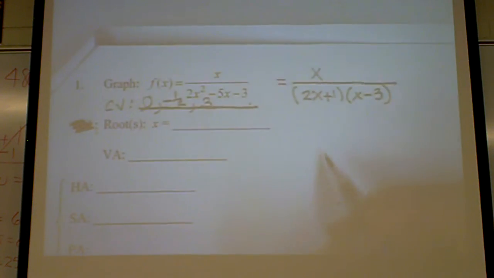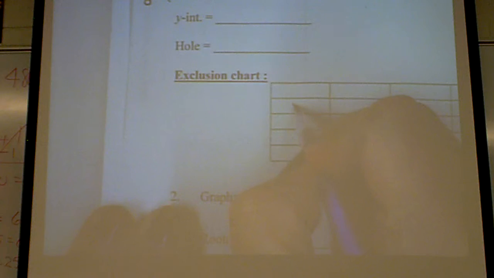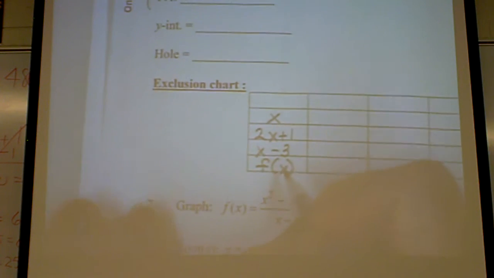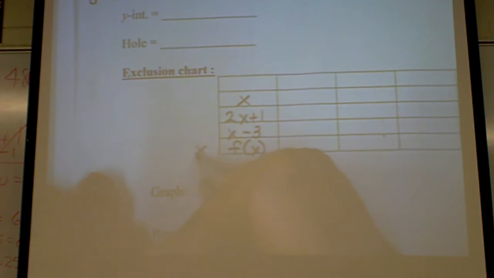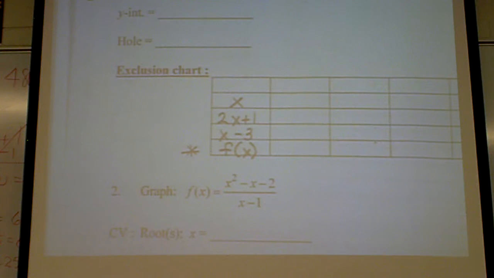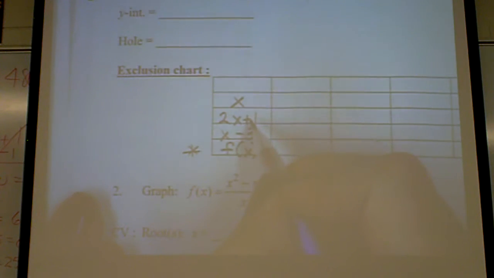You're gonna list all these factors in this little chart. Put an x right here, put a 2x plus 1 right here, and an x minus 3 here. And at the very bottom, you're gonna write f of x. This is going to tell you how to graph this without a calculator. So factor the numerator, factor the denominator, and so you have x, 2x plus 1, and x minus 3.